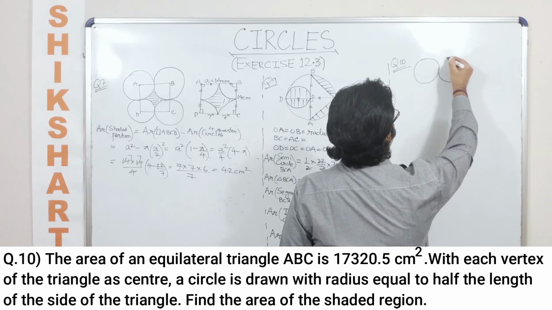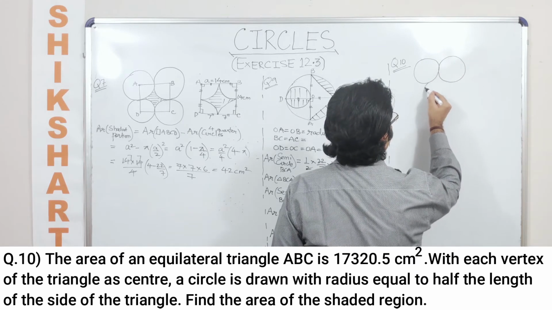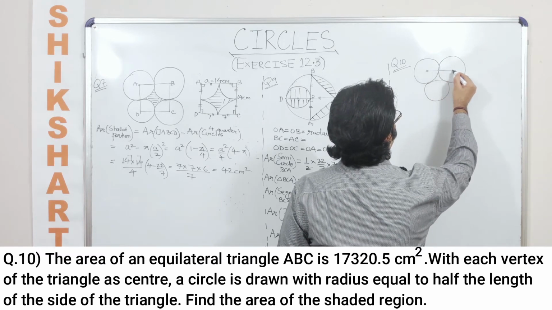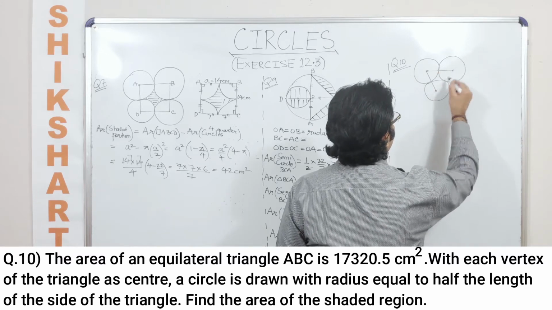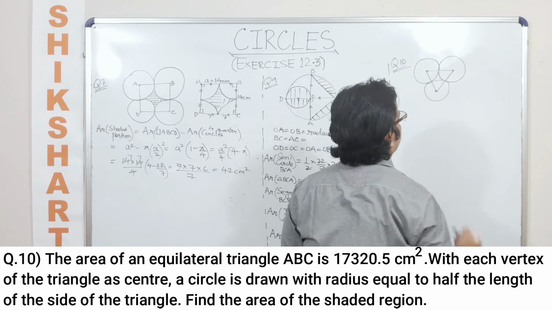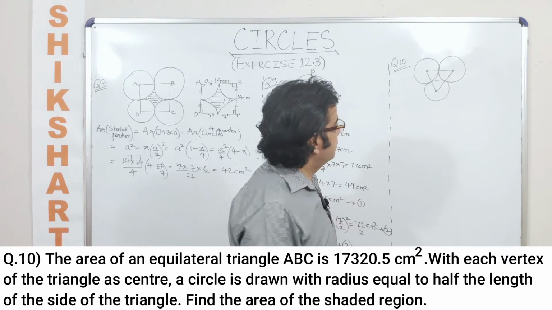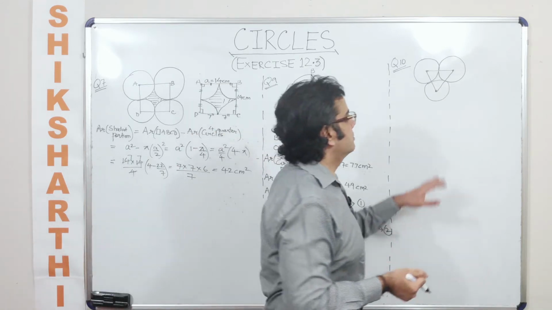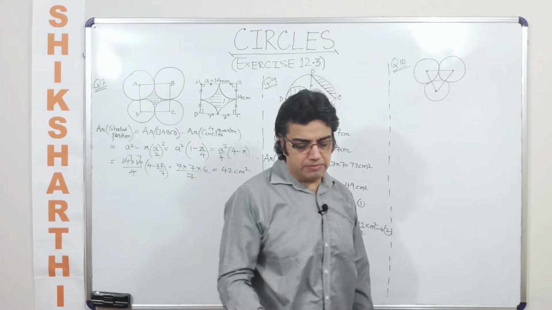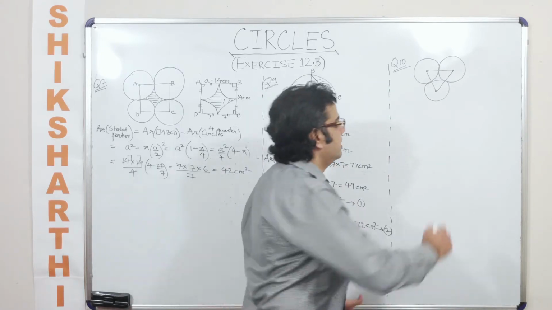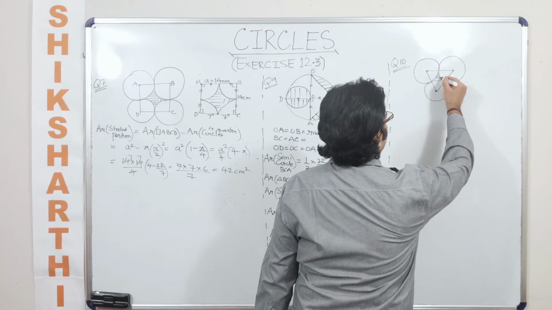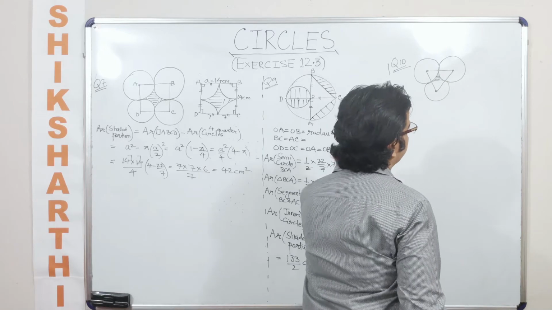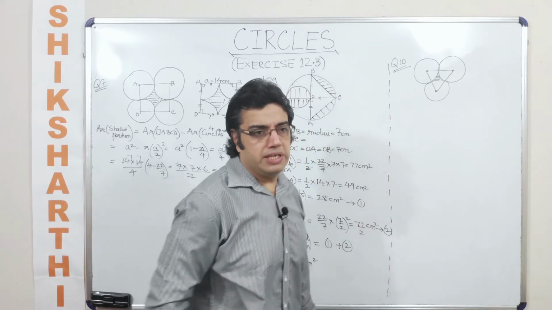So there are 3 circles of equal radius touching each other tangentially, and then there is a triangle that is formed. Here I have made a different diagram. That doesn't make any difference, because whether I make this diagram or another diagram as given in the question, the area that we are supposed to find out is the area enclosed between the 3 circles and the triangle that has been formed thereafter.